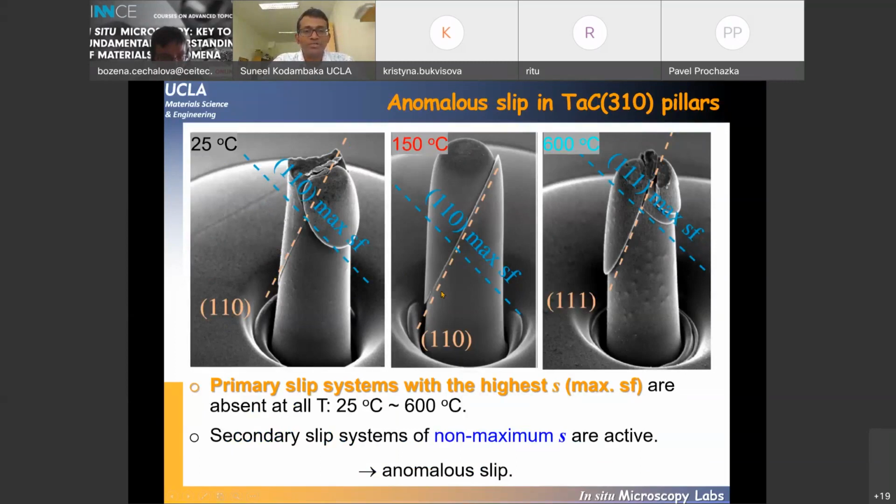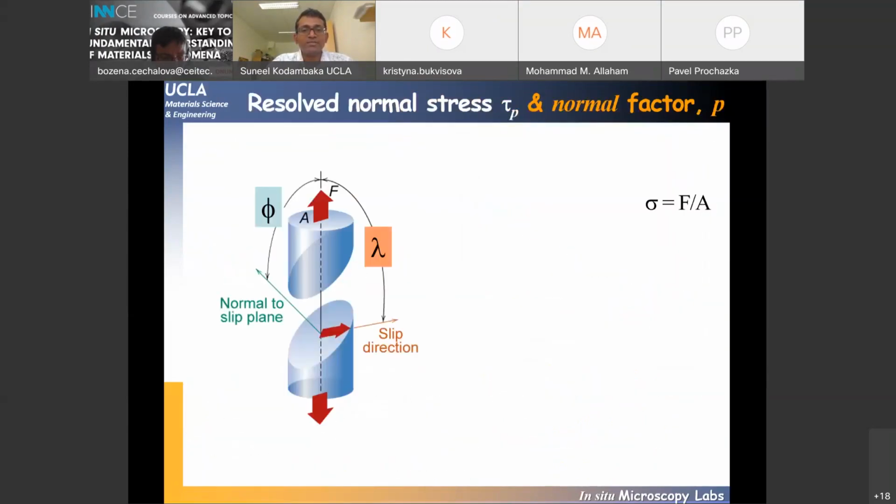The light orange colored lines indicate the slip that we observed, and the blue lines here correspond to the orientation of the slip that is expected. And in all cases, we observe the slip along directions and on planes that are not the ones expected from the geometry, indicating that there is an anomalous slip activity in these crystals. So to explain this behavior, we came up with the following.